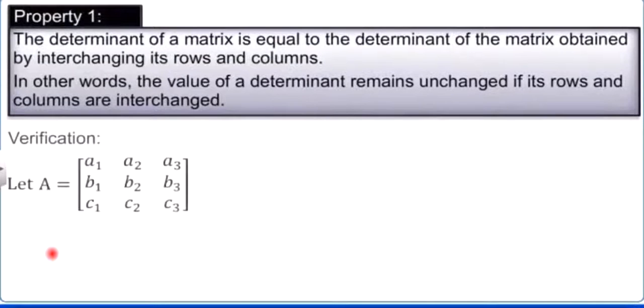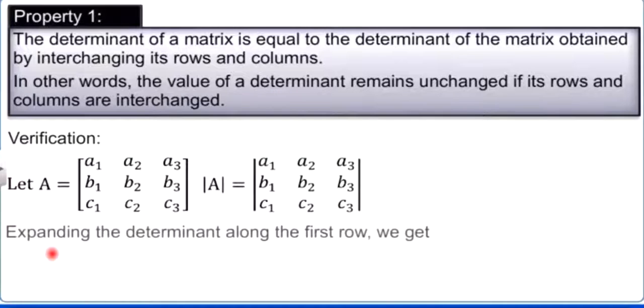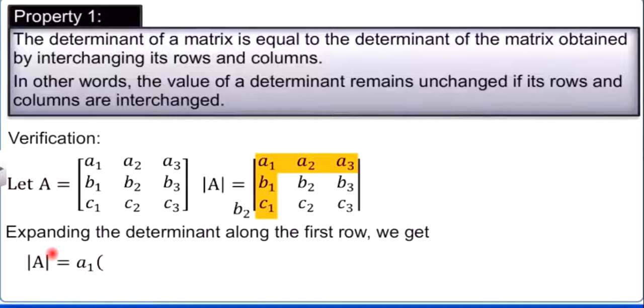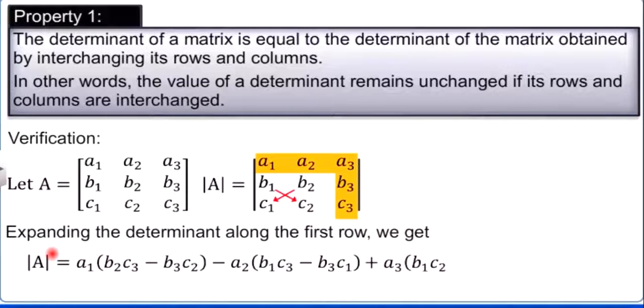Let A be a 3 by 3 square matrix. Let's evaluate the determinant of A. By expanding it along the first row, we get A1 times (B2 C3 minus B3 C2) minus A2 times (B1 C3 minus B3 C1) plus A3 times (B1 C2 minus B2 C1).